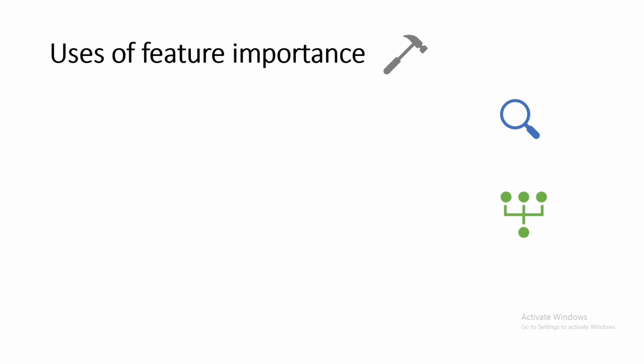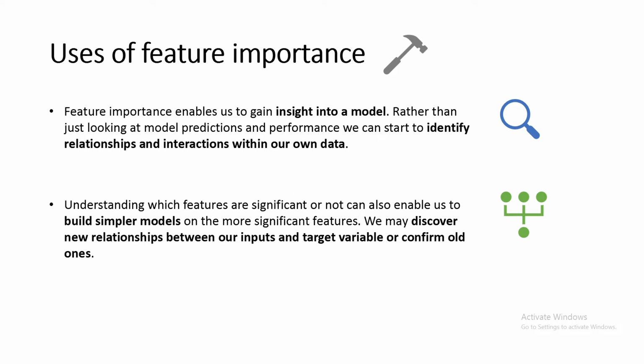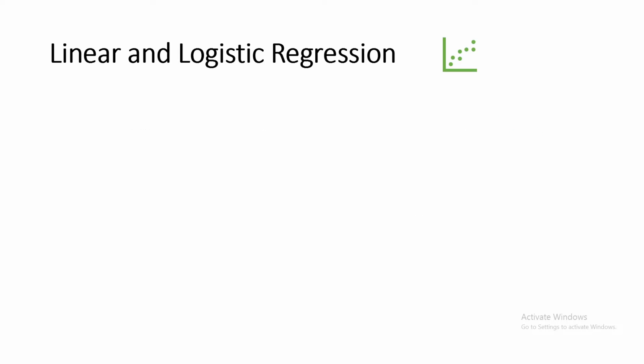So what are the uses of feature importance? Number 1, feature importance enables us to gain insight into a model. Rather than just looking at model predictions and performance, we can start to identify relationships and interactions within our own data. And secondly, understanding which features are significant or not can also enable us to build simpler models on more significant features. We may discover new relationships between our inputs and target variable or confirm old ones. So let's now delve into some of the main models and see how we can derive feature importance.